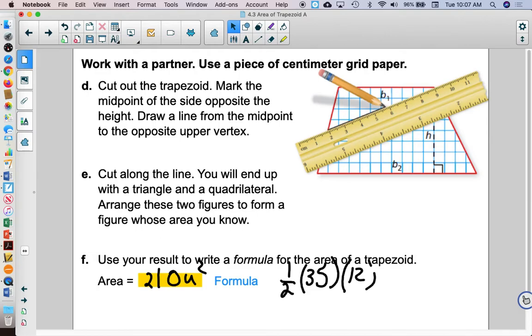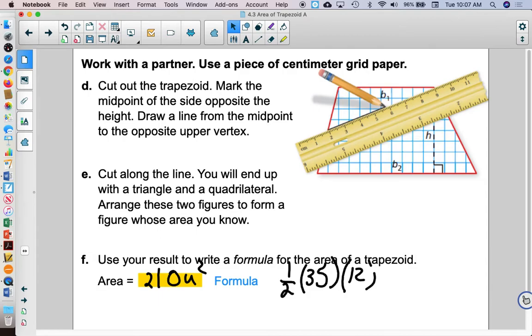So the area of my trapezoid is 210 units squared. The area of this trapezoid is 210 units squared. How did we get it? How did we get the area of the trapezoid? You turn it into a triangle.